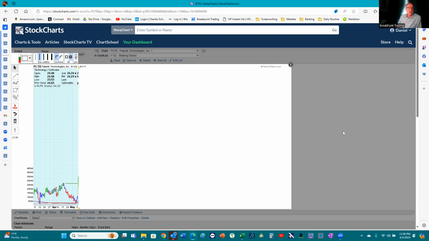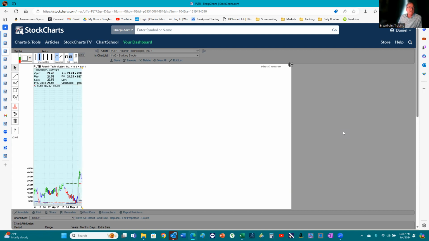So that's the entry point right there. So now we've entered the trade. Now we need to understand where to put our stop to make sure we don't lose too much money. And initially, I usually just use a 7% stop, but hoping that it's going to continue to rise. And we can see that it is continuing to go up.